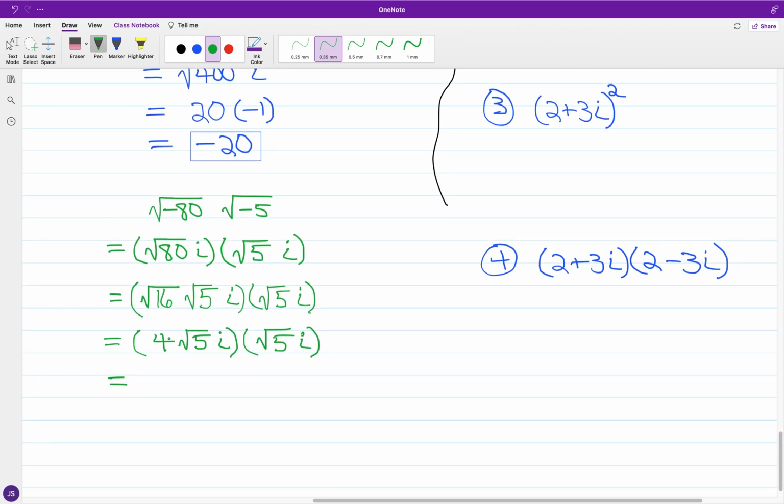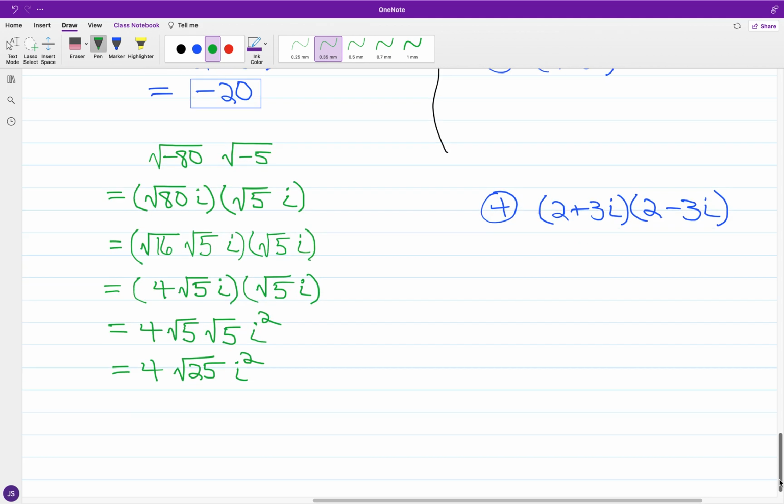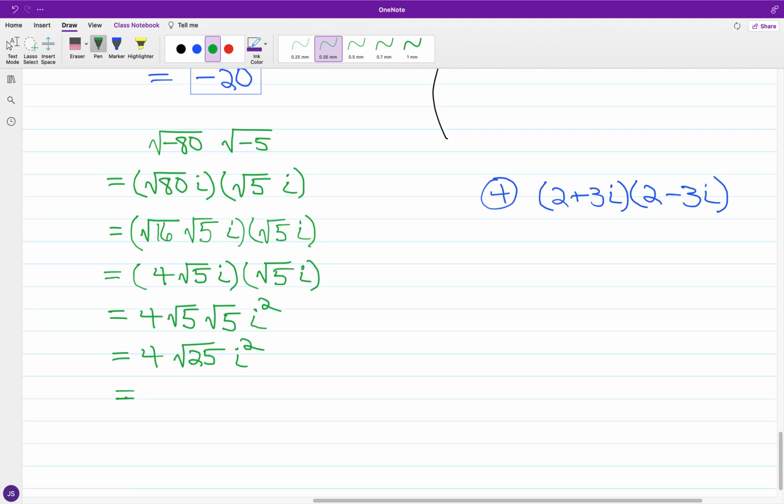And just clustering together, the leading coefficient is 4. And looking at the radicals, I have the square root of 5 from the first, and another square root of 5. And with the variables I have i times i, which will be i squared. Now just to mention, we have the square root of 5 times the square root of 5, or the square root of 5 times 5, so we have the square root of 25. And I can go ahead and write i squared as negative 1, which I'll do in the next step.